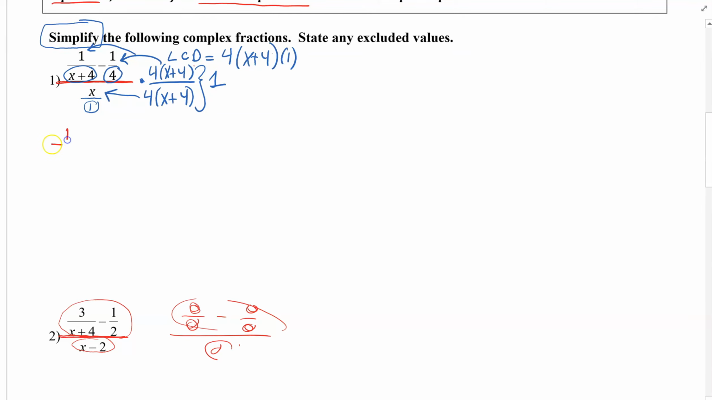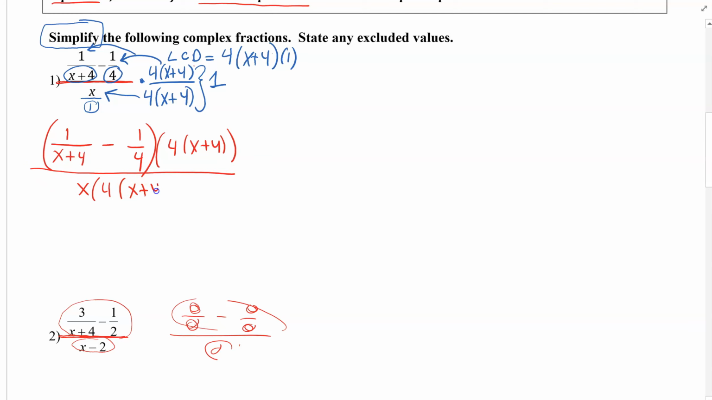So I'm going to rewrite the overall numerator as 1 over x plus 4 minus 1 over 4, and that is being multiplied to 4 times x plus 4. And then I'm going to take the denominator of x, and that is also being multiplied to 4 times x plus 4. So I need to distribute in the numerator because the numerator is a difference. It's two things being subtracted. So I need to take this LCD and distribute it to both things.